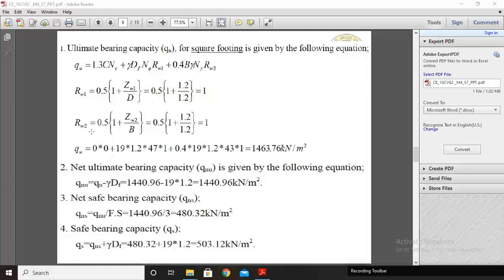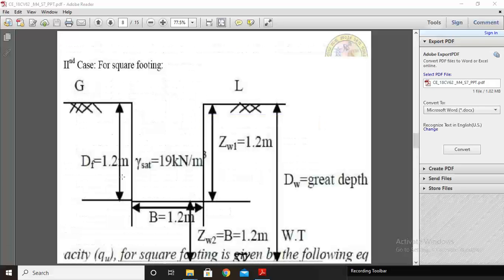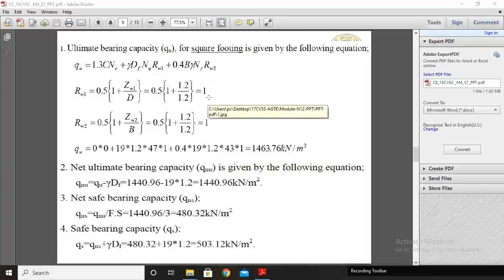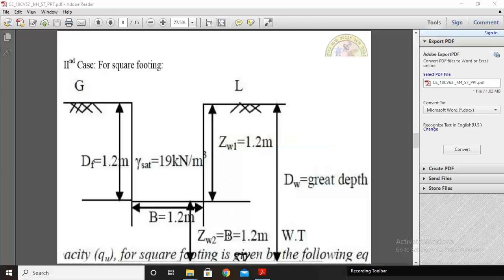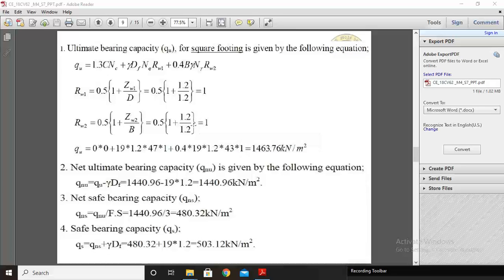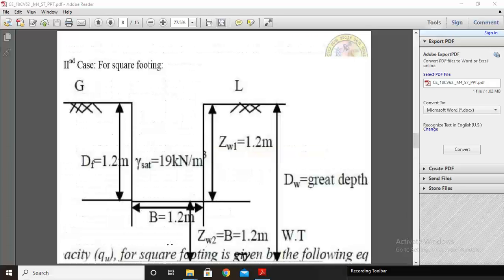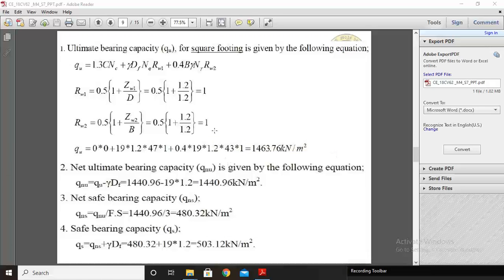So now we calculate Rw1 and Rw2. Here Rw1, while substituting in these equations, is 0.5 times (1 plus Zw1 by D). So here 0.5 into 1 plus Zw1 is 1.2 meter. See, this is Zw1 1.2 and D is 1.2. See, this D is 1.2. So we are getting the answer 1. Similarly, you calculate Rw2. That equation is 0.5 times (1 plus Zw2 by B). Here Zw2 is 1.2 divided by B is 1.2. So here B is 1.2 meter. So we are getting Rw2 is 1.